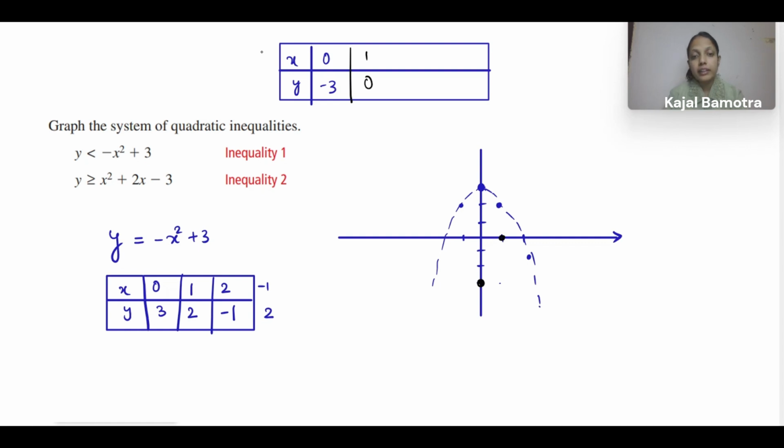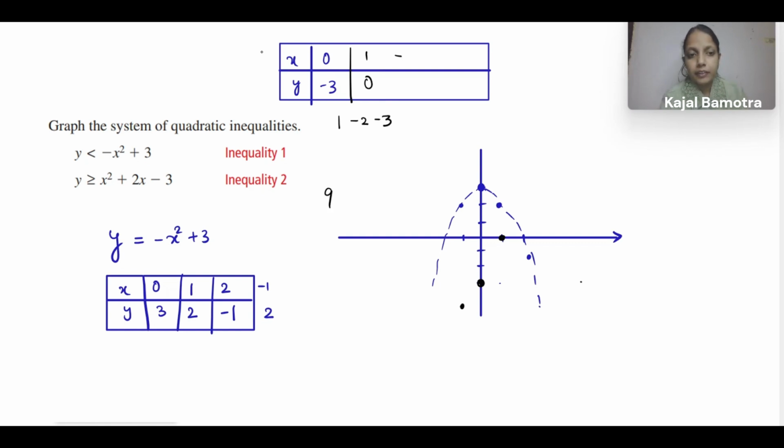Then I choose negative 1. As I choose negative 1, negative 1 squared is positive 1, then negative 2, negative 3. It is negative 5 and positive 1. It's negative 4. It's negative 4 at negative 1.